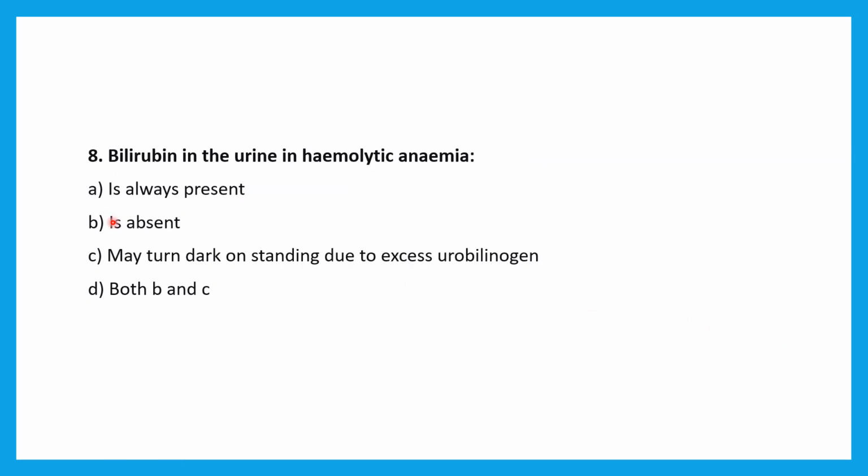So bilirubin in the urine. In the urine in hemolytic anemia: A, is always present; B, is absent; C, may turn dark on standing due to excess urobilinogen; D, both B and C. Okay, so bilirubin in the urine in hemolytic anemia. What do you think is the correct answer?